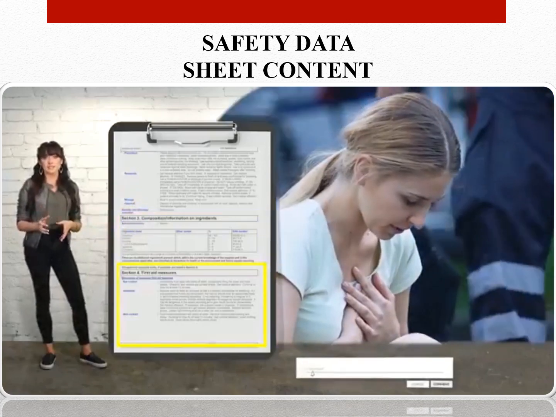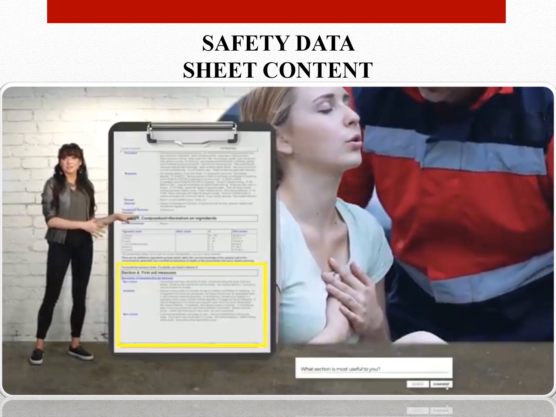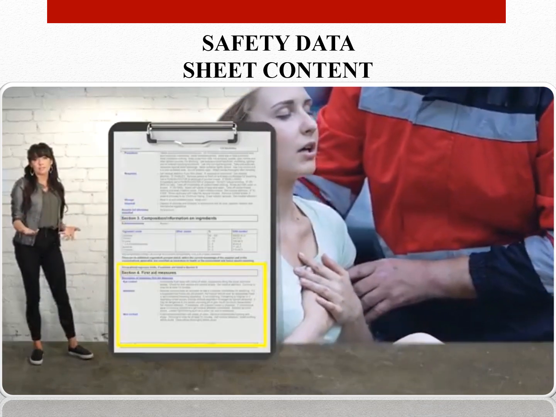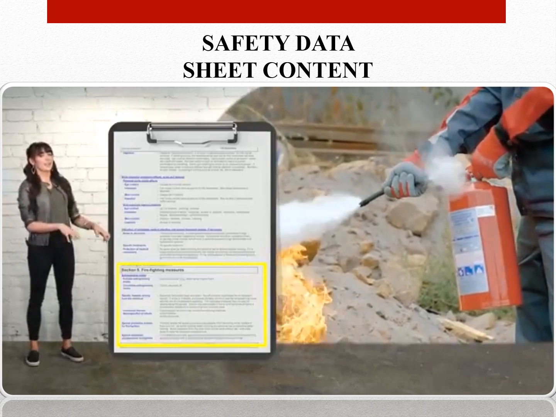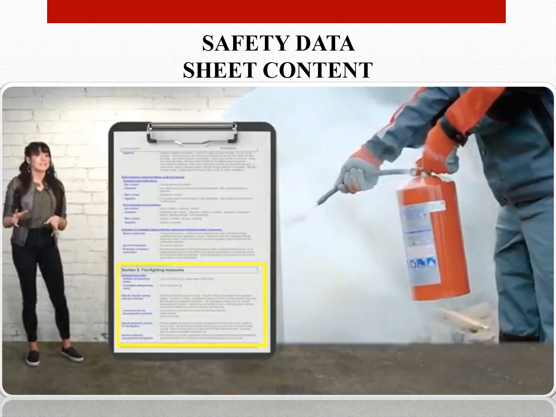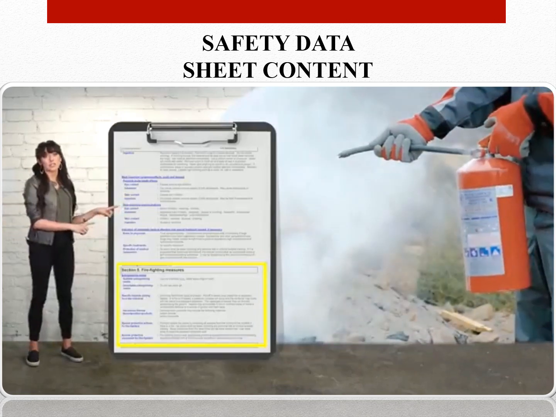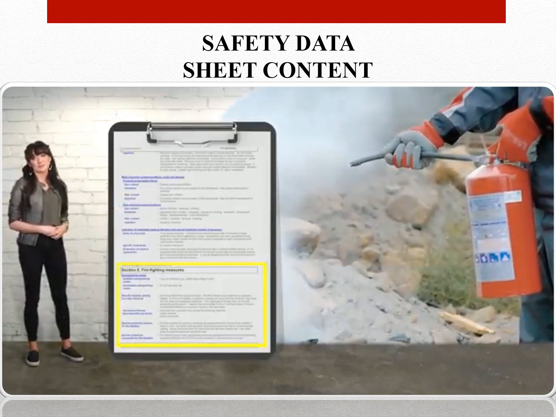Section 4, First Aid Measures. This one is super important. Look in this section to find symptoms, effects, and required treatment. Section 5, Firefighting. Remember, not all fires can be extinguished with water or a typical ABC fire extinguisher. This section lists the right type of extinguishing equipment to use in the event of a fire.